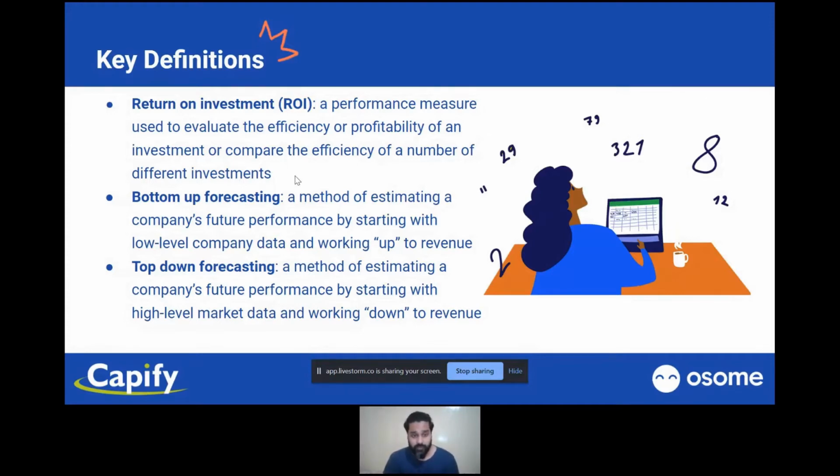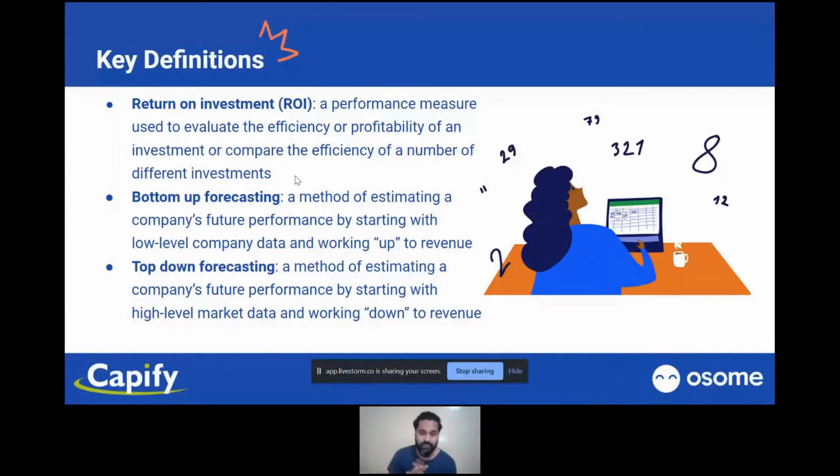There's something called bottom-up forecasting, which works on estimating a company's future performance by starting with low-level data. So things like what is happening within the organization, how the expenses are working, what working capital is available, and how it will build up to create a proper business. The other way to do it is top down, where you actually look at the market itself, see how the market is trending, and then forecast using that information as a mean, and then using your expenses.